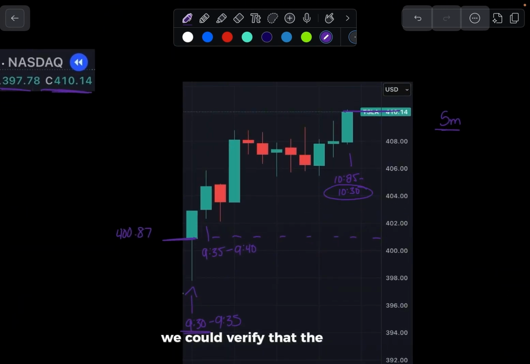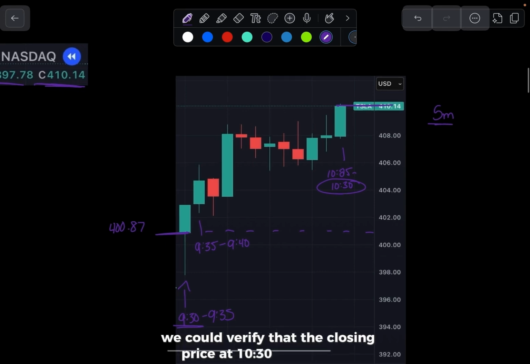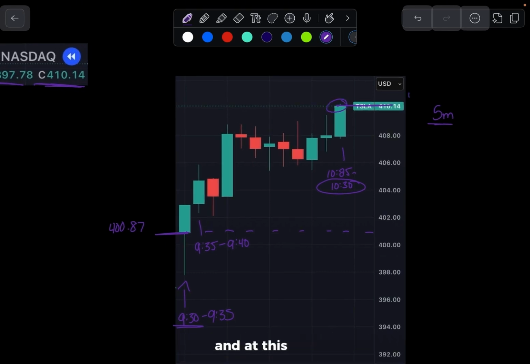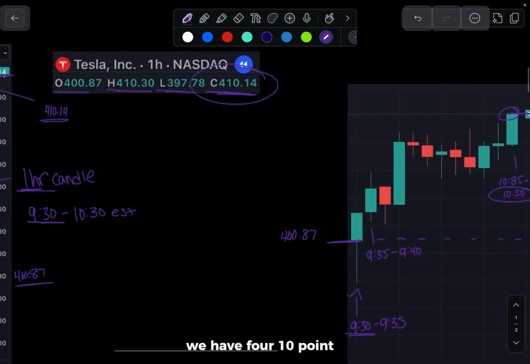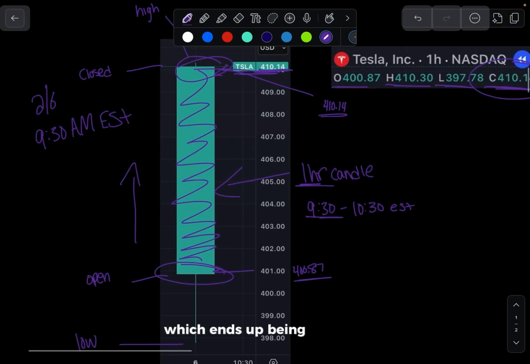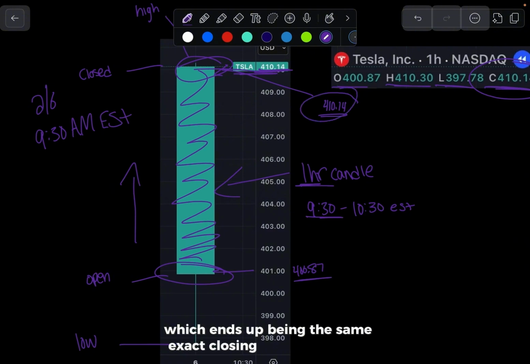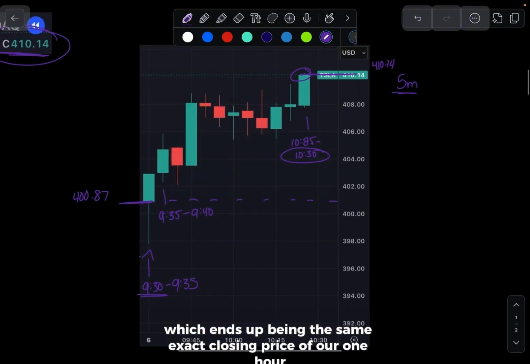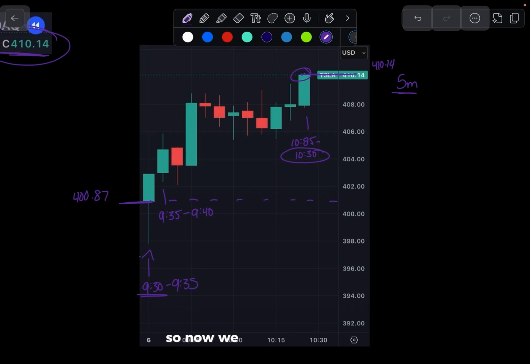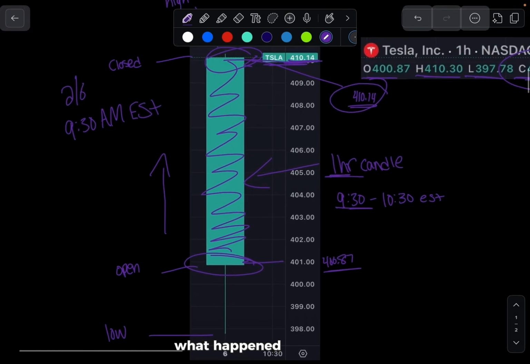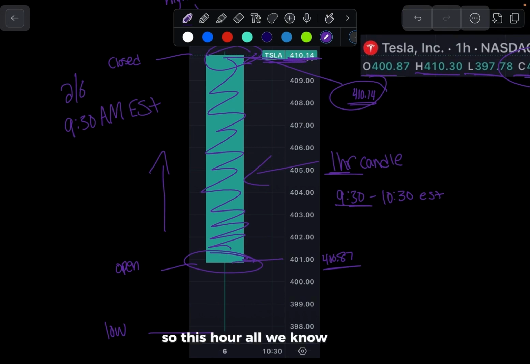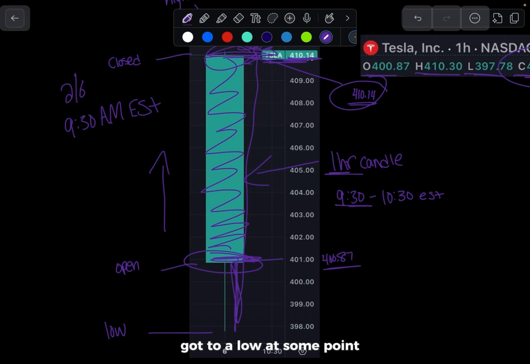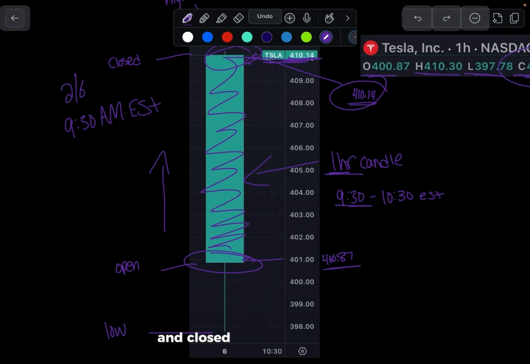We could verify that the closing price at 10:30 was up here. And at this price, we have 410.14, which ends up being the same exact closing price of our 1 hour. So now we found out that this chart is breaking down what happened in that hour. So this hour, all we know is that the price opened down here, got to a low at some point, got to a high at some point, and closed here.